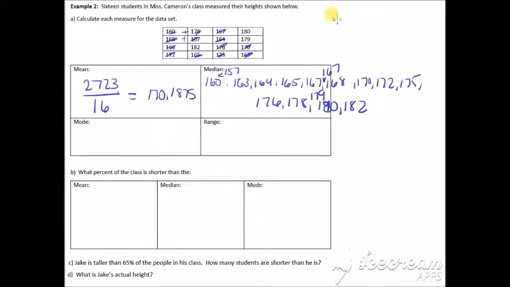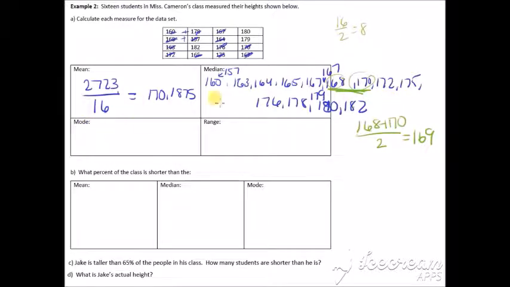The median is the middle number. If you think about 16, and half of that, it's 8. So 1, 2, 3, 4, 5, 6, 7, 8. But then if we go in from the other side, 1, 2, 3, 4, 5, 6, 7, 8. So we actually have to average 168 plus 170 divided by 2, and we get 169.